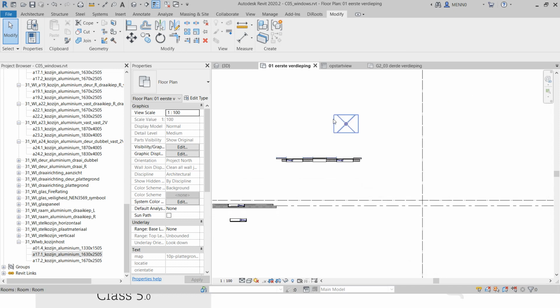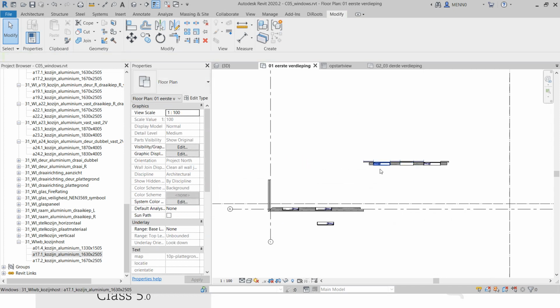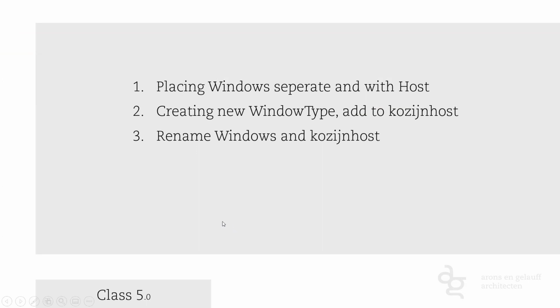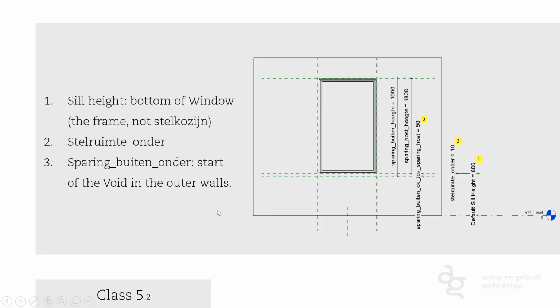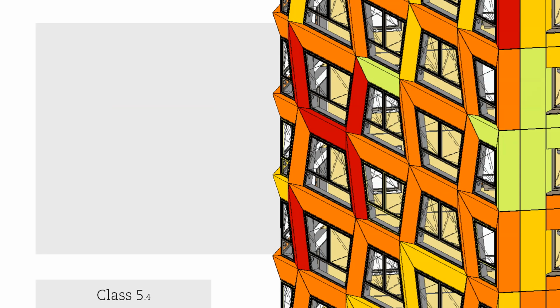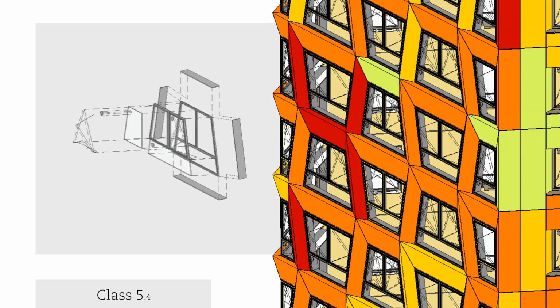So next up is exporting, because of course IFC is very important. So if I have windows, you might have seen that the windows are built up of more than one family. So what you see here is we have the frame itself, which is in the window. Then we have two types of raam, like a real window, so a window frame, a window.